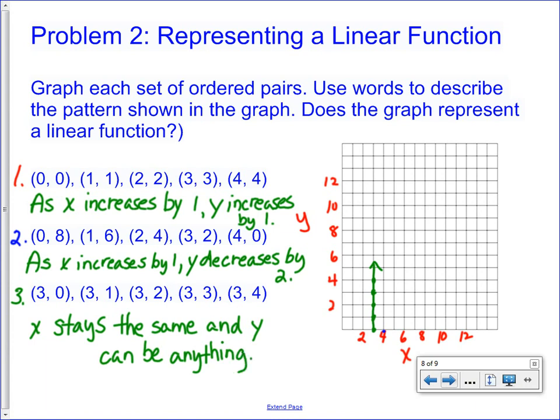All right. This is not a function, and I guess we ought to label these. Number 1 was a function because it was a straight line. Number 2 was a function because it was a straight line. Number 3 is a straight line, but it is not a function because it is vertical. And to be a linear function, it must be non-vertical.